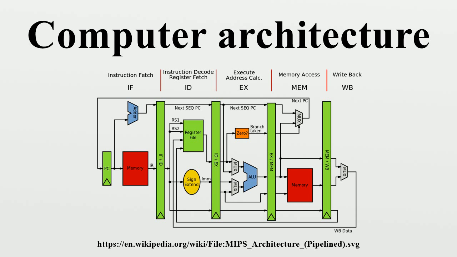Subcategories. The discipline of computer architecture has three main subcategories. Instruction set architecture, or ISA. The ISA defines the machine code that a processor reads and acts upon, as well as the word size, memory address modes, processor registers, and data formats.